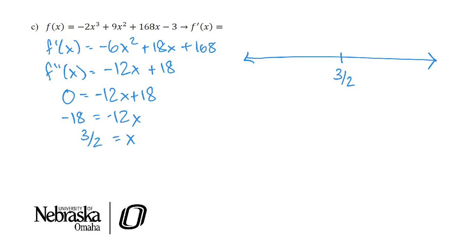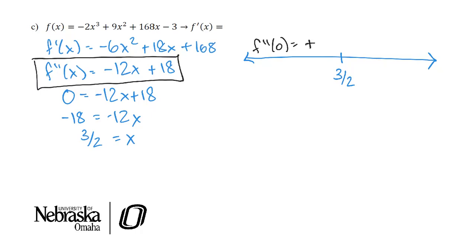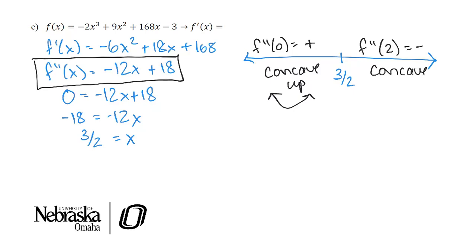So something smaller than 3/2, again, I always pick 0 if possible. Again, we're looking at the second derivative, plugging it in here. At 0, we would get positive 18, which is positive. That means concave up, like this. And if we check something larger, say 2, we would get a negative value. So that means we are concave down, like so.